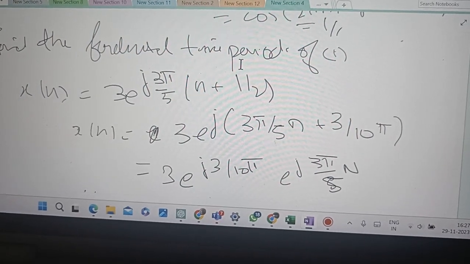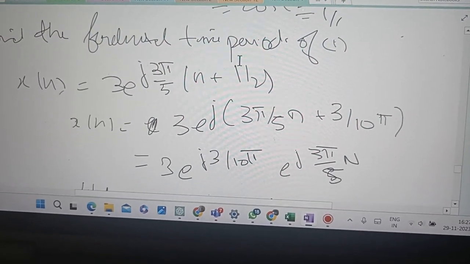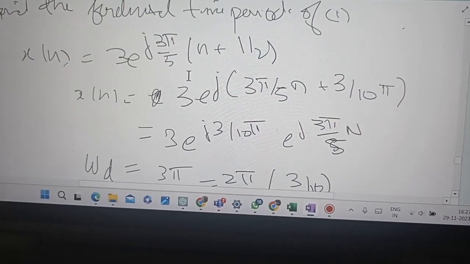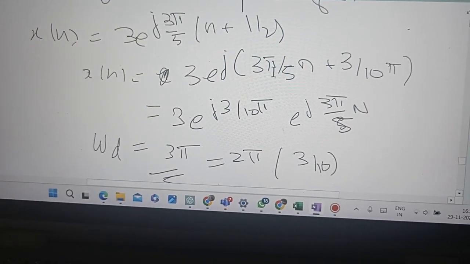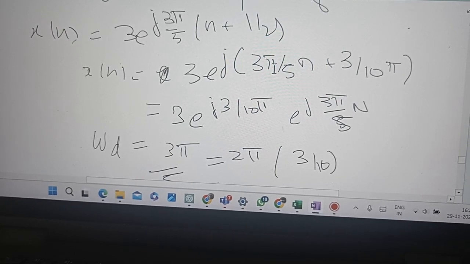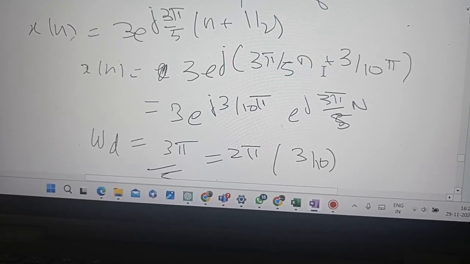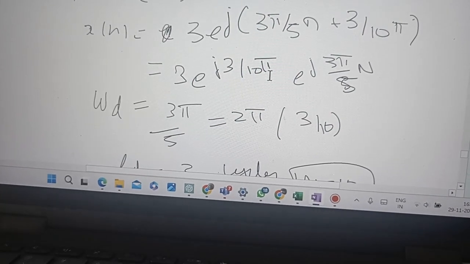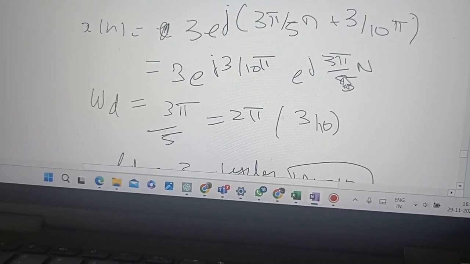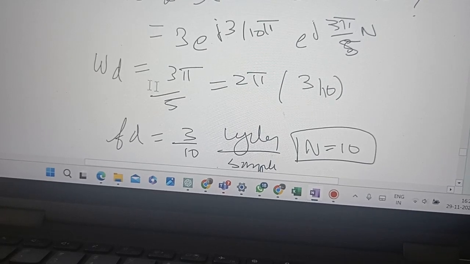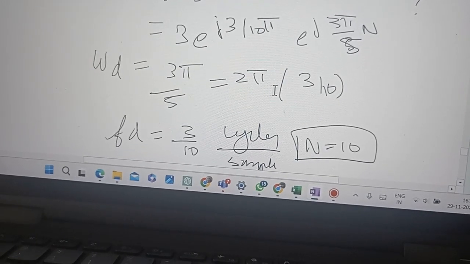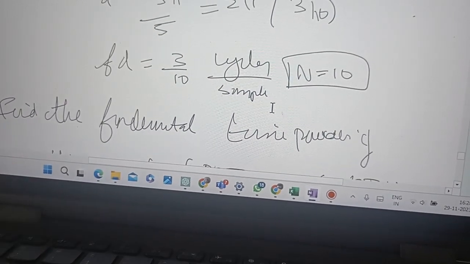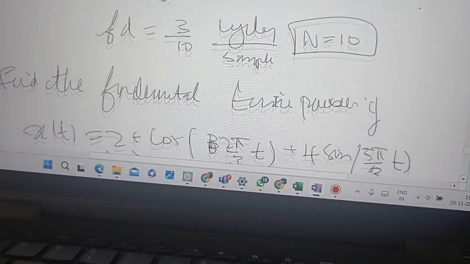Find the fundamental period of x(n) = e^(j(3π/5)n). Here ω = 3π/5 = 2π (3/10). So f_d = 3/10 cycles per sample, and N = 10.